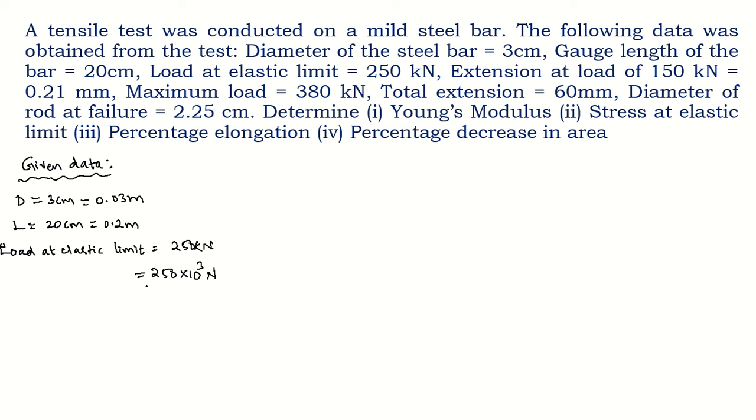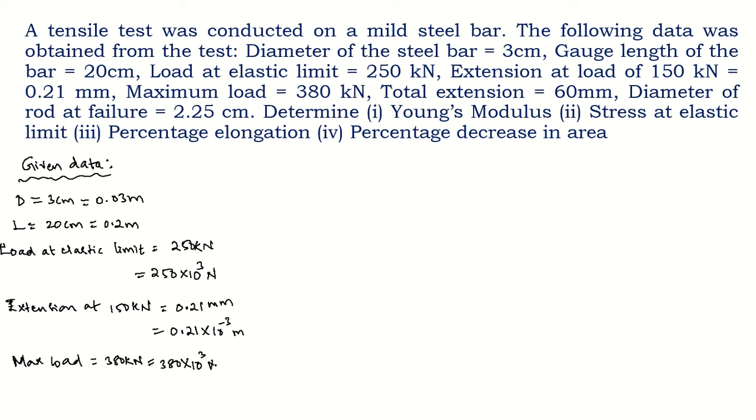Similarly, I have extension at a load of 150 kilonewton given. So extension at 150 kilonewton is 0.21 mm. mm should go into meters. So 0.21 into 10 power minus 3 meters. Okay, next. Maximum load is given. So maximum load is equal to 380 kilonewton, which is equal to 380 into 10 power 3 Newton.